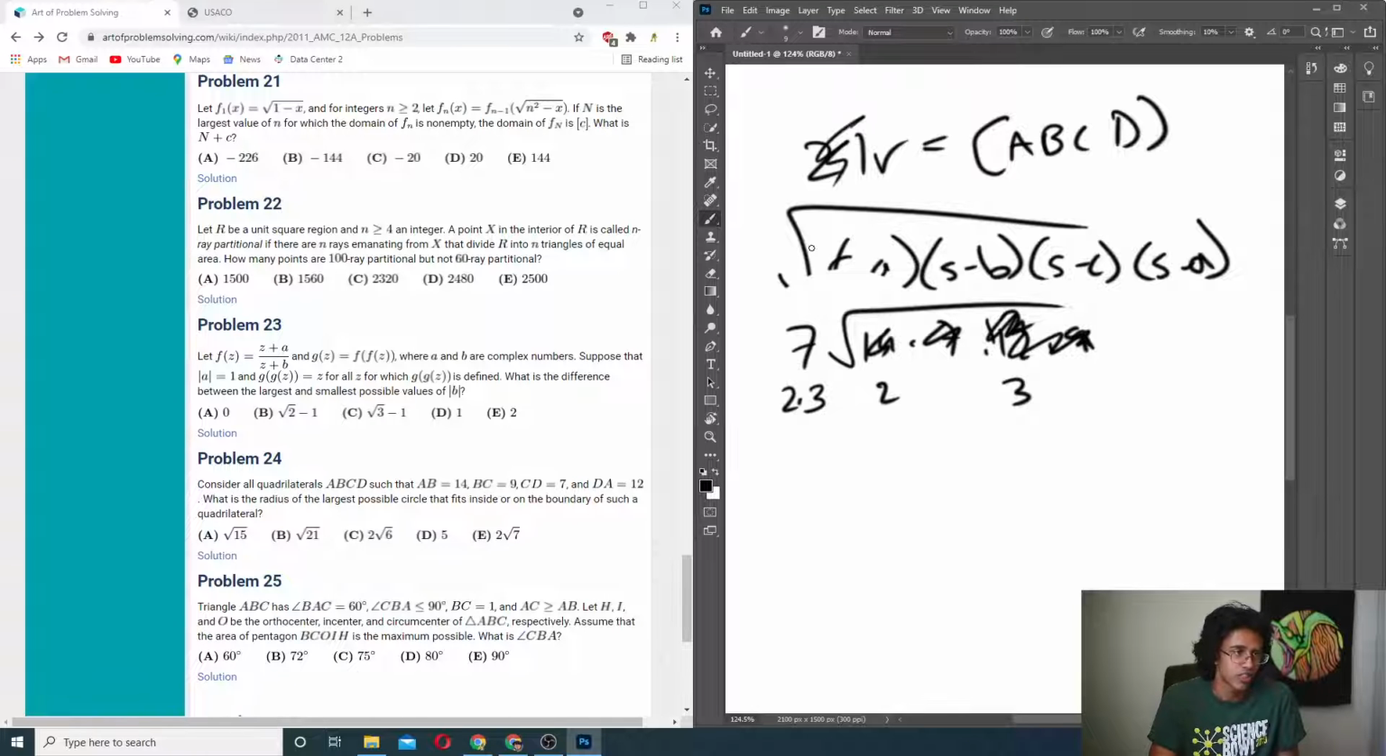And essentially the 21 cancels out with a 7 and 3, and you're left with 2 root 6 is equal to our answer, and we get our answer is C again. Dang, both of them are C.